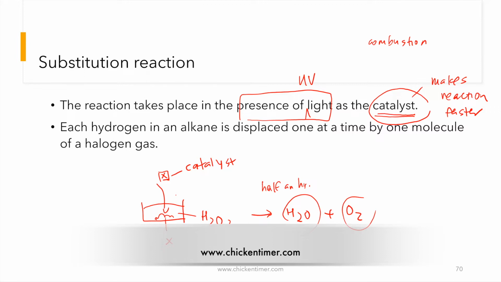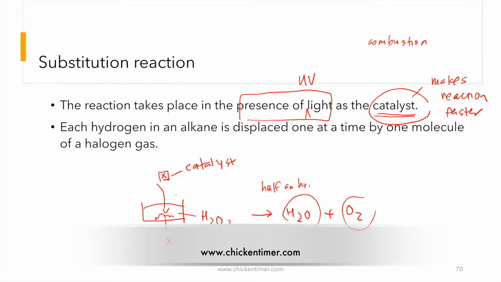It's a substance that makes a reaction faster, but it can be recycled and reused because it's not used up by the reaction. Okay? Yeah. So in the case of a substitution reaction, light is a catalyst. That means you take the reaction and put it under light, you shine it, and then the reaction becomes very fast.